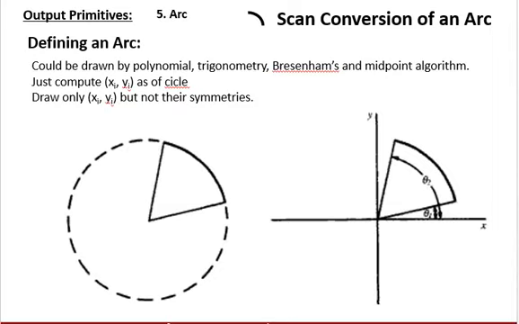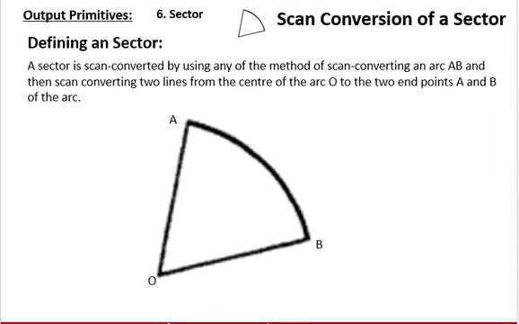By the Bresenham algorithm, we can generally draw an arc also. That is how the arc looks like. This one is the shape of a sector.